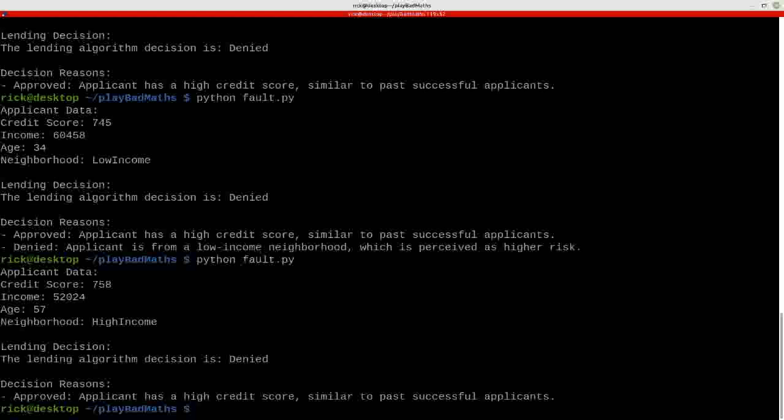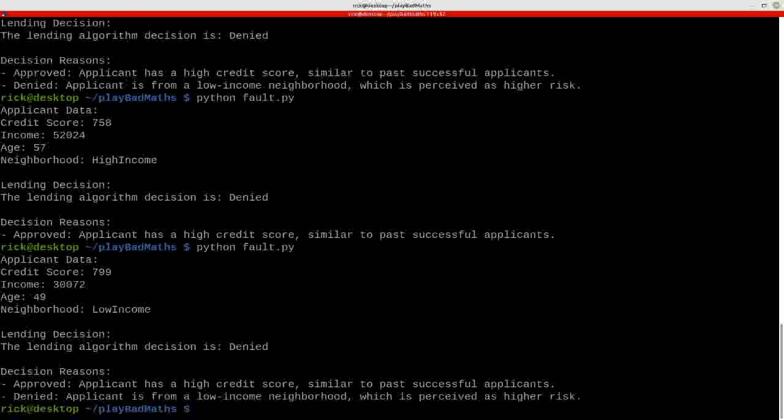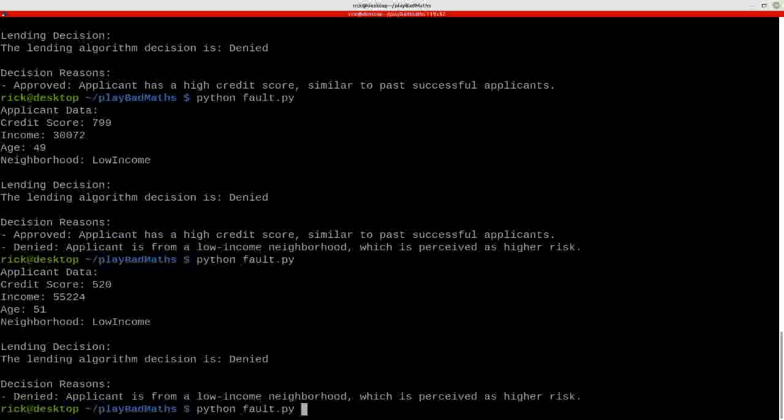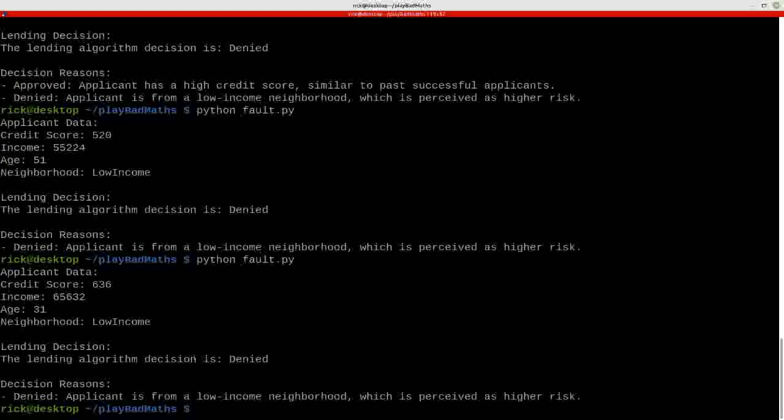Now here, even though they've got a high credit score and their income is okay and their neighborhood is okay, it was still denied. So this one was denied because of a low income neighborhood. Again, no low income neighborhood, etc.